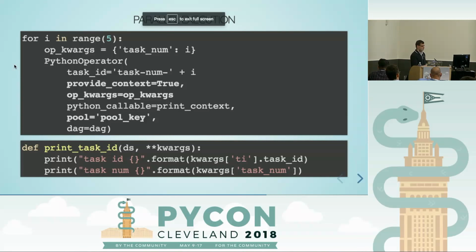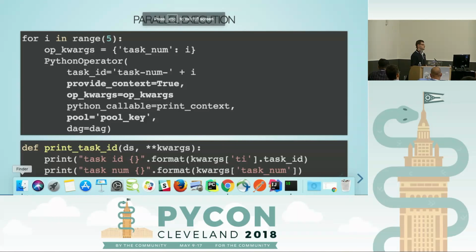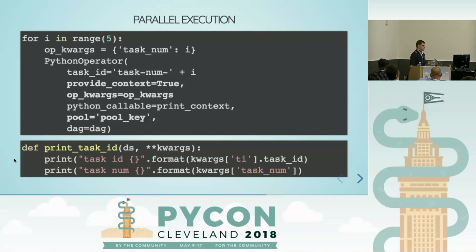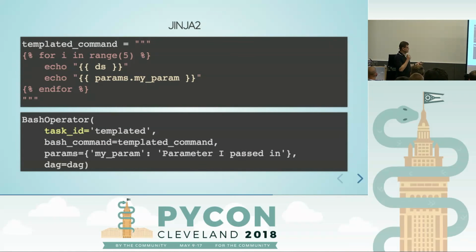So this is how you're leveraging Python to construct more complex DAGs and have a much easier way to construct tasks that you want to execute in parallel, instead of repeating yourself. The next feature I wanted to show is Jinja 2. Jinja 2 is a very popular templating engine in Python, and Airflow uses it behind the scenes.